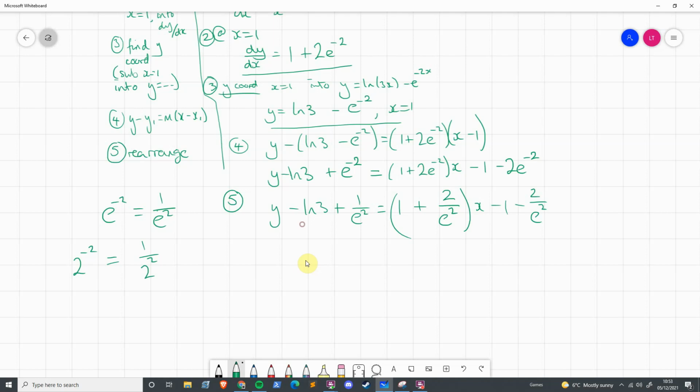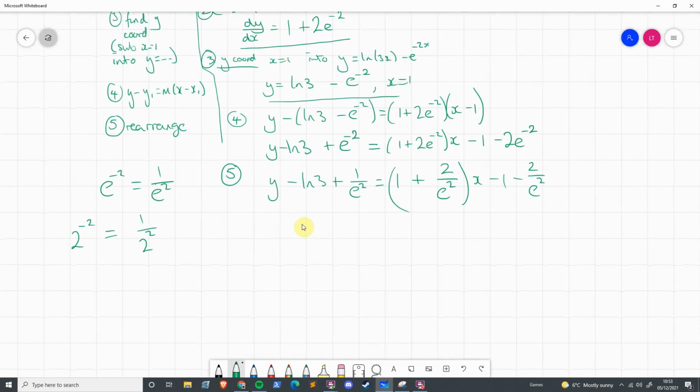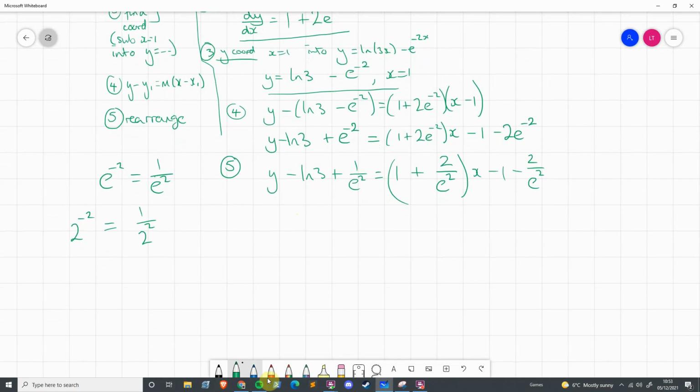Okay, let's just have a peek at how they want it. They want y as the subject. Okay, so let's take this stuff to the other side. So y equals, well, our amount of things with x in it, that bracket stays the same. Now I've got minus 1 minus 2 over e squared. That's still that same stuff. Then I'm going to add ln 3, and I'm going to take away 1 over e squared.